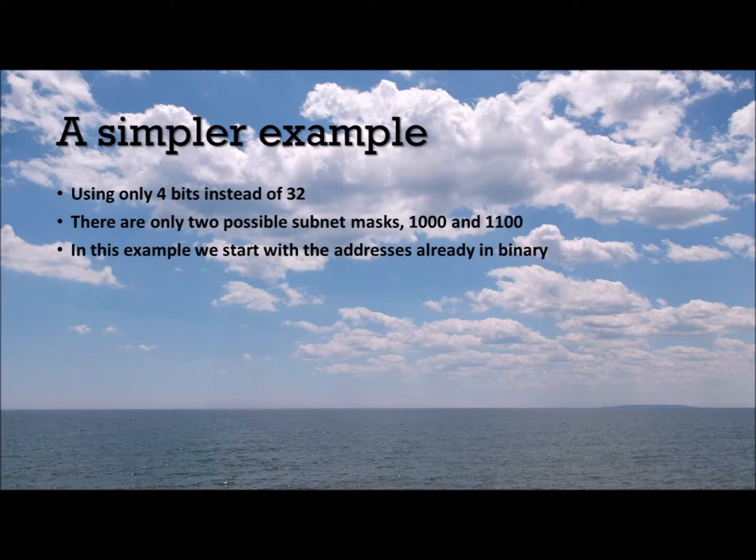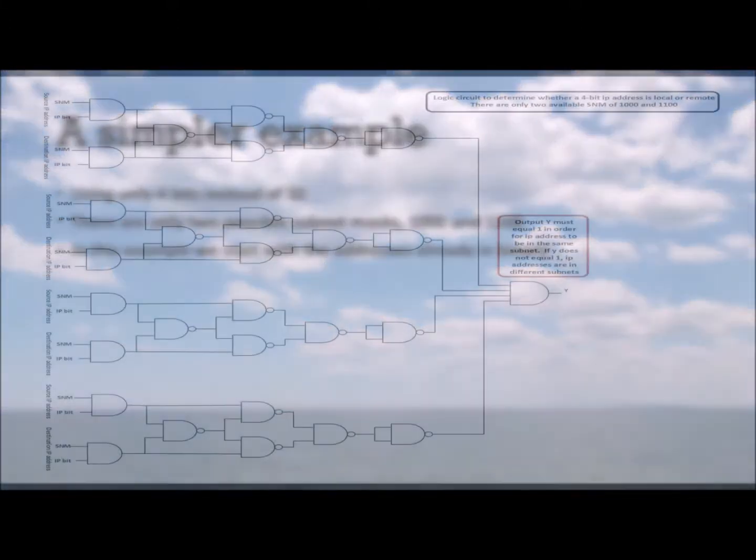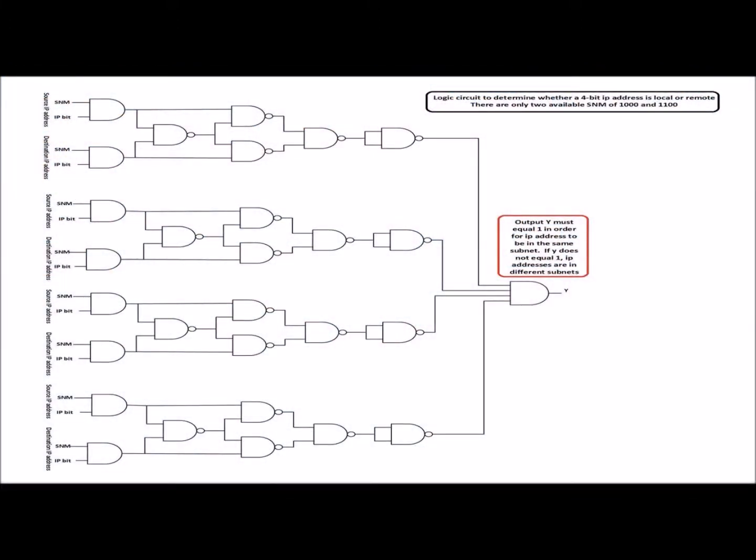Our example will be a little simpler. We are only using 4 bits instead of 32. That means there are only 2 possible subnet masks and only several possible subnets. The 2 possible subnet masks are 1000 and 1100. This is the logic circuit that I designed to determine whether a 4-bit IP address is local or remote. Once again, just a reminder, there are only 2 subnet masks available, 1000 and 1100.